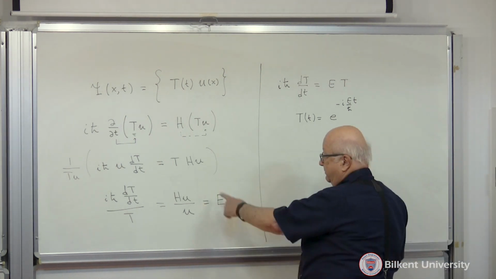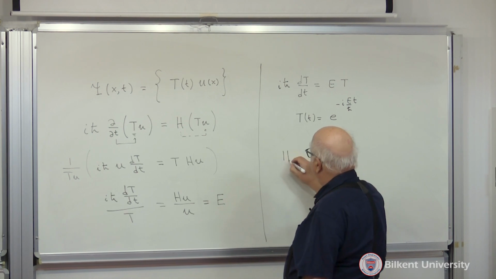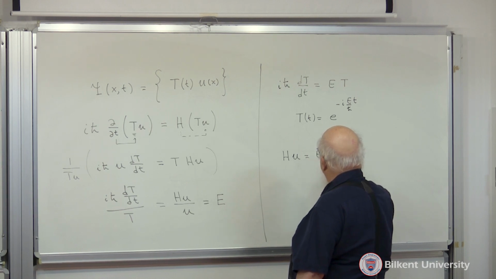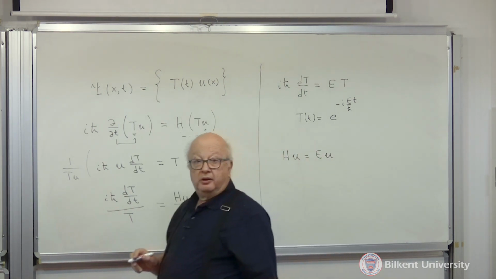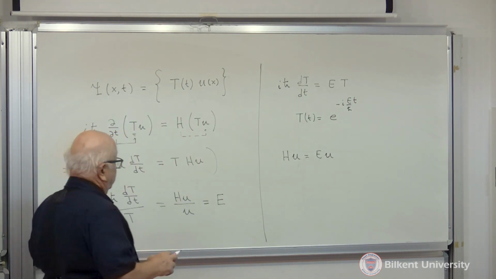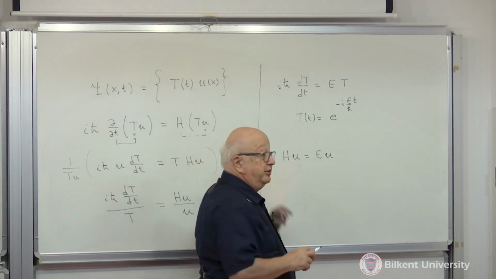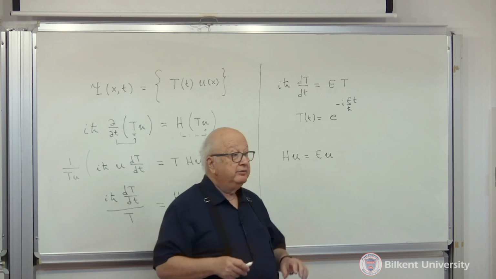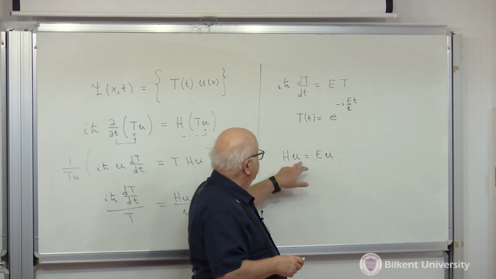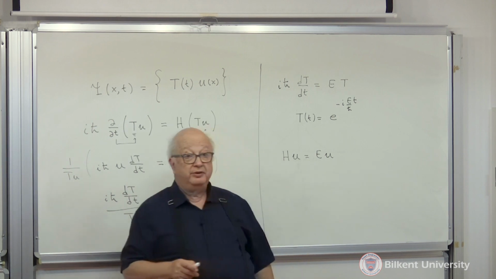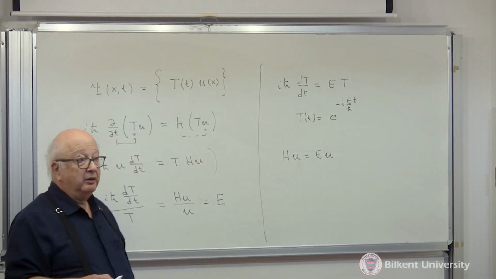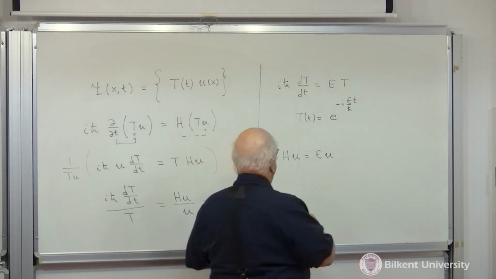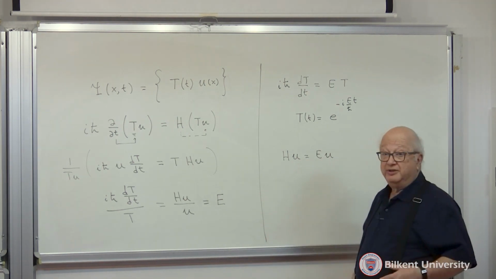What about the x dependence? The x dependence says H operating on u is equal to E u. So this says this linear operator, which contains derivatives with respect to x and V of x, operating on u is equal to some constant times that function u again. So this is the equation that contains the details about what the system is.